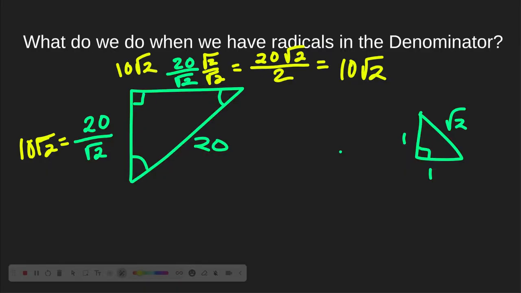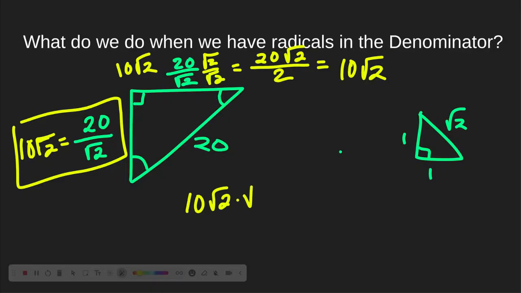It's hard for some people to believe, but these are the exact same number. And if you don't believe me, let's try something. How would you get from your leg to your hypotenuse in a 45, 45, 90 triangle? You'd multiply by what? Radical 2. And what's 10 radical 2 times radical 2? That's 10 radical 4. But what's the square root of 4? 2, so 20. Sweet. It works. Okay?